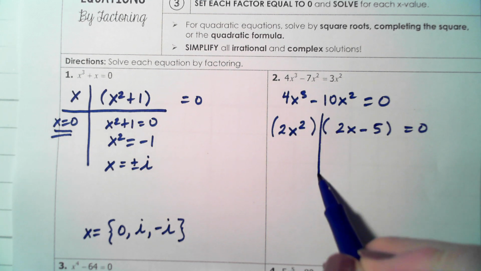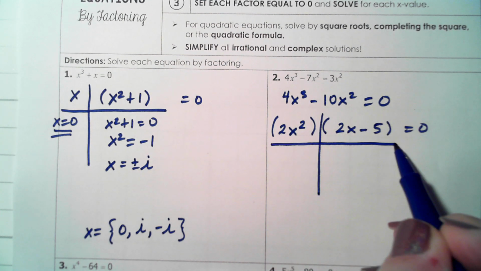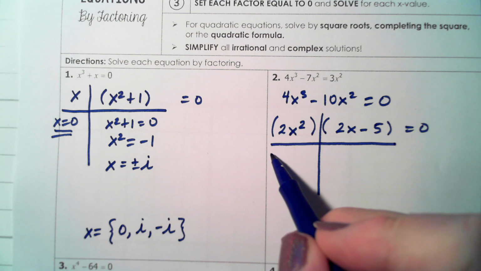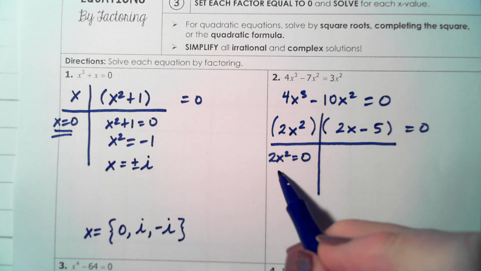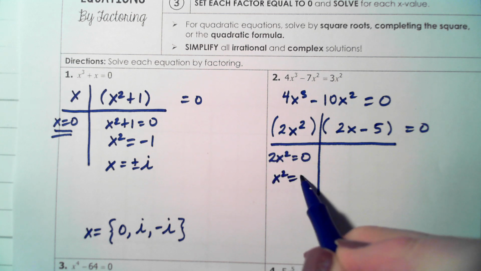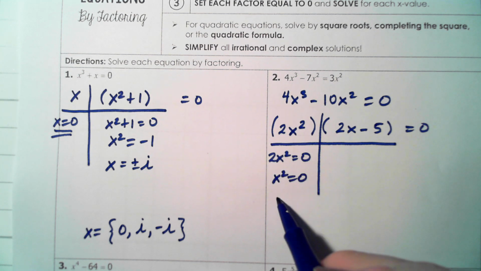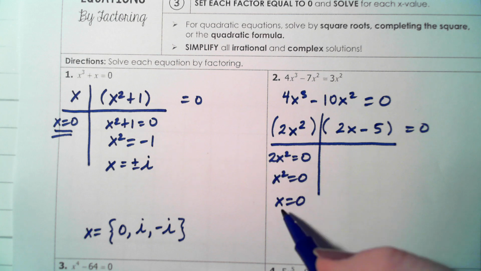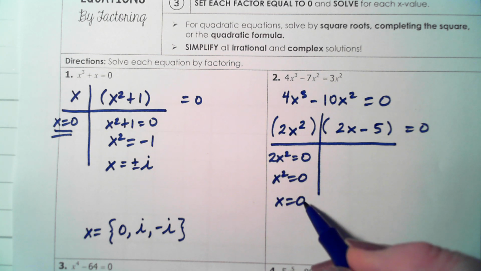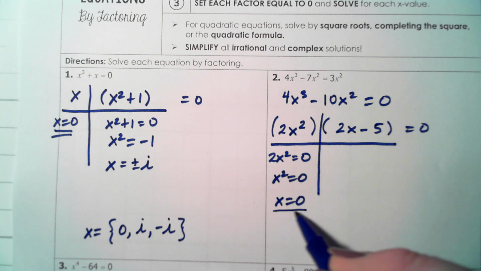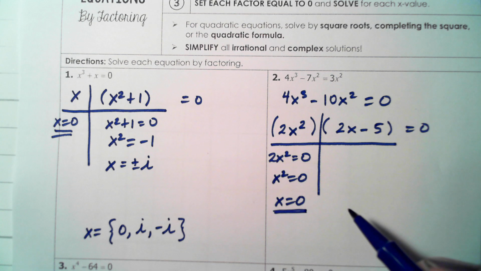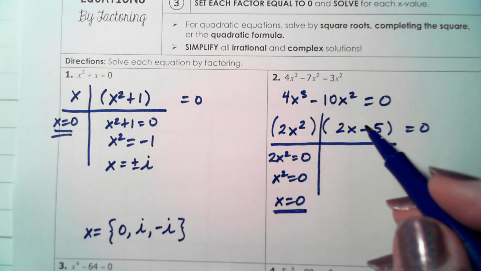So I'm going to, again, make this like a factor tree. And I say, well, I want to know when 2x squared equals 0. We would divide both sides by 2, and then take the square root of 0, and you get that x equals 0. Note that if we were graphing, this is a multiplicity of 2, because we had x squared equals 0. So this is a root, or a 0. It has a multiplicity of 2.